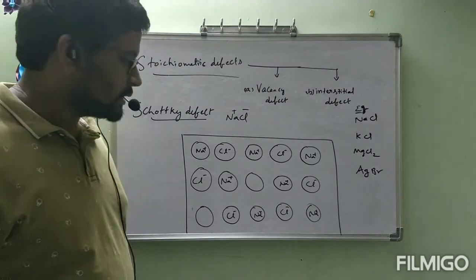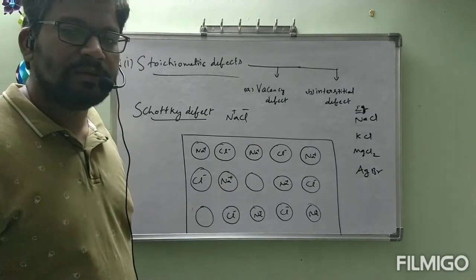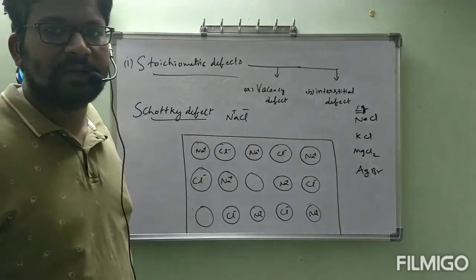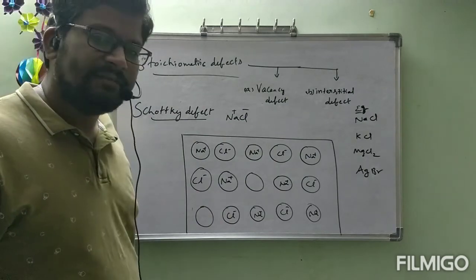Next, how many cations will be missed, that many anions are going to create vacancy. That's why this is a kind of vacancy defect only. Schottky defect is a kind of vacancy defect only.